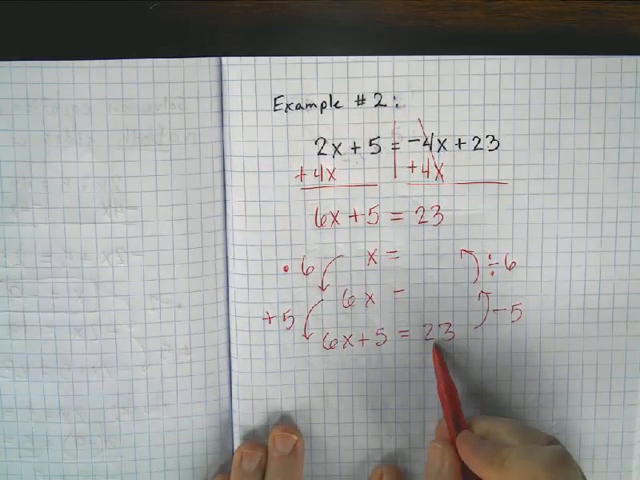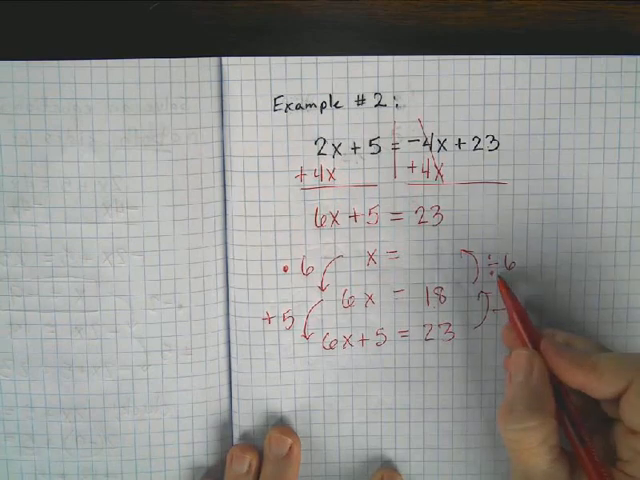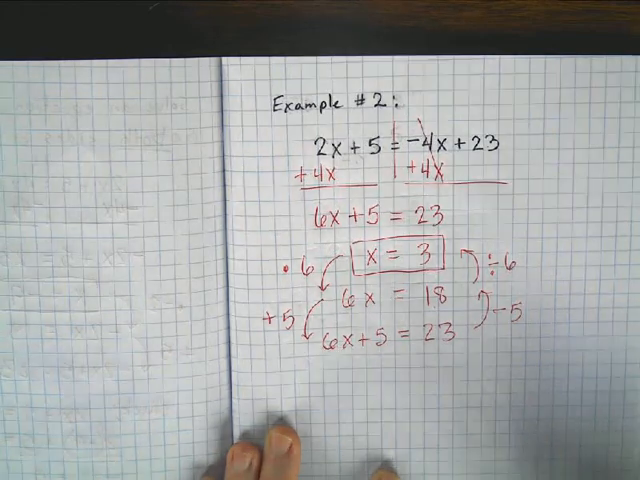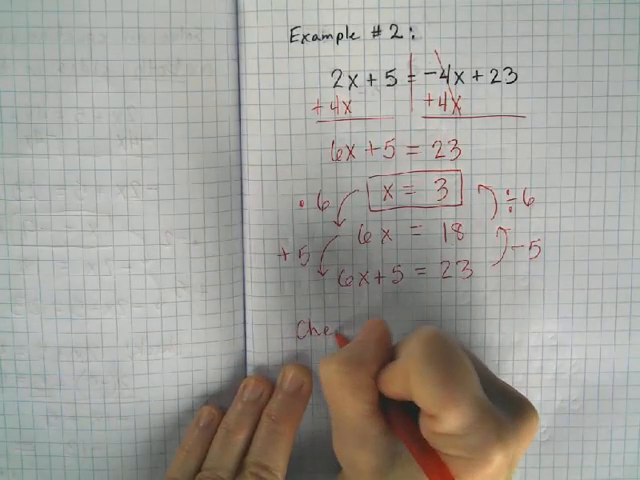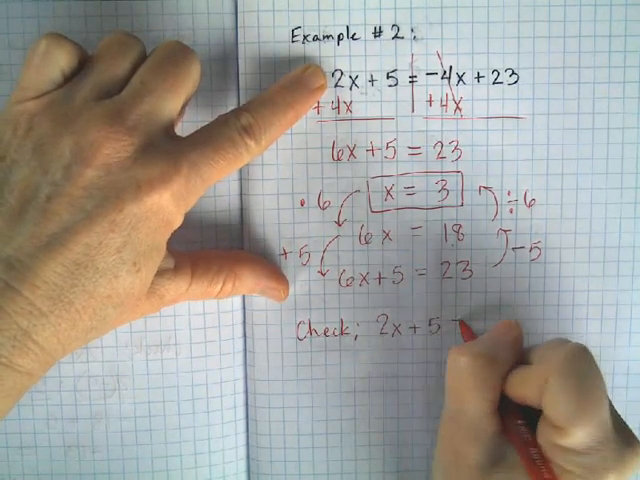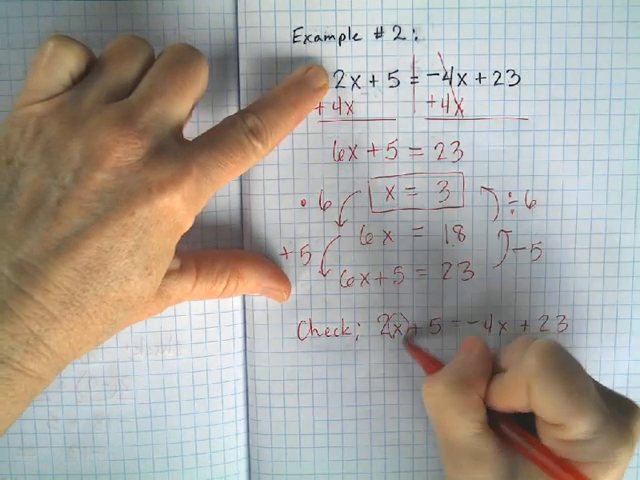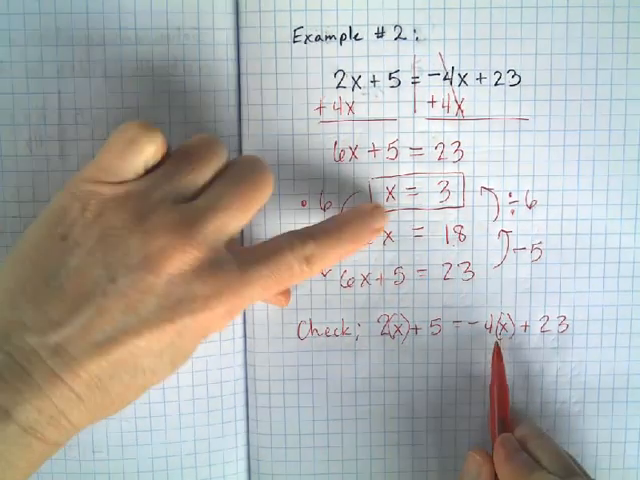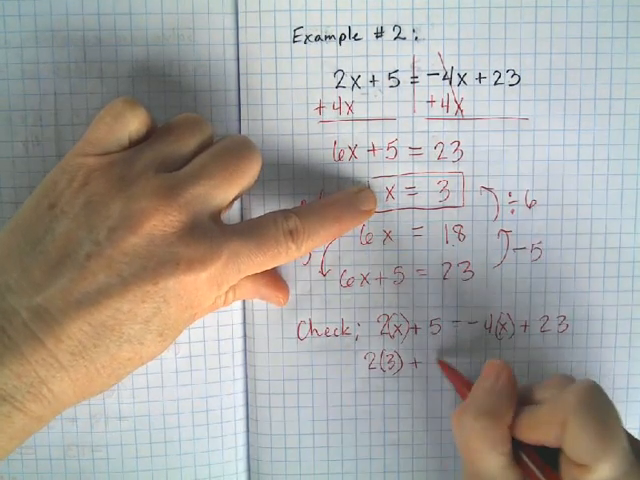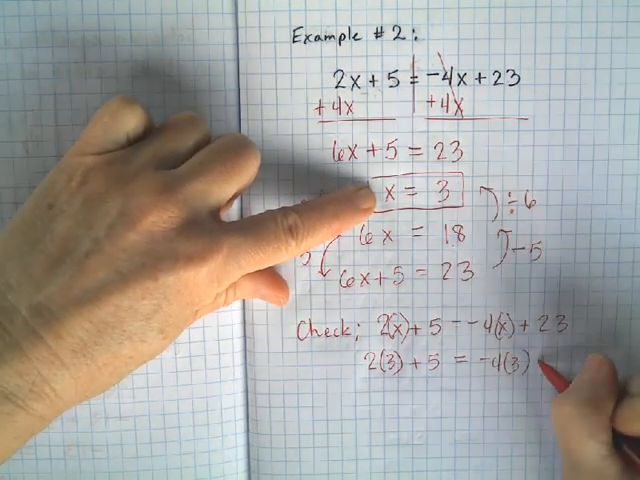So 23 minus 5 is 18. 18 divided by 6 is 3. My answer is x equals 3, but I'm going to check, make sure I'm right. I'm going to copy my original problem, and I'm going to substitute in for my x's, both places, with 3. So I have 2 times 3 plus 5. Does that equal negative 4 times 3 plus 23?